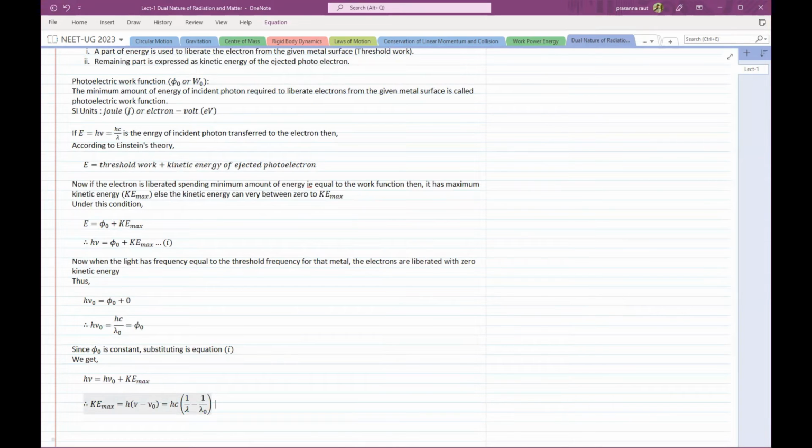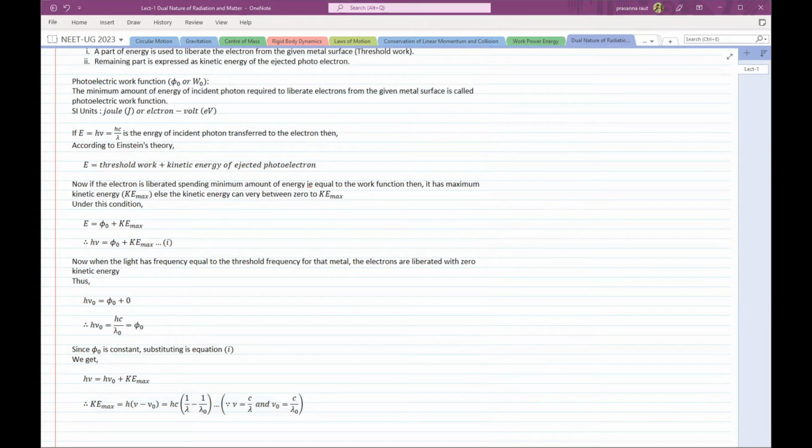आप यहाँ पे लिख सकते हैं, because ये कहाँ से आया, because lambda और nu जो भी लिखना है आपको, nu is equal to c upon lambda and nu naught is equal to c upon lambda naught. Right, ये हमें पता है, so that's why we get this. ठीक है.